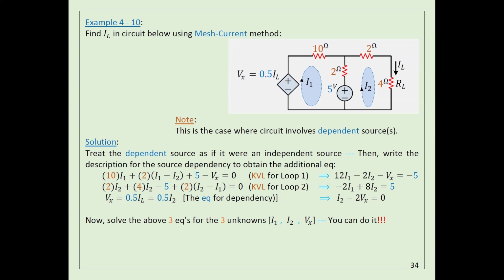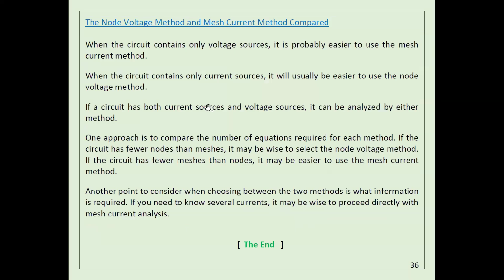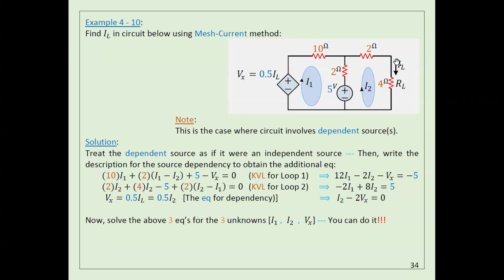In order to avoid having another unknown, you have to find the relation for this current. It can also be a voltage. I'm not sure if you have an example like this one, but instead of IL, this one can be VL, the voltage here. You still need to do the same thing. I need to find VL in terms of I1 or I2, because I need to keep all equations with only two unknowns, I1 and I2.